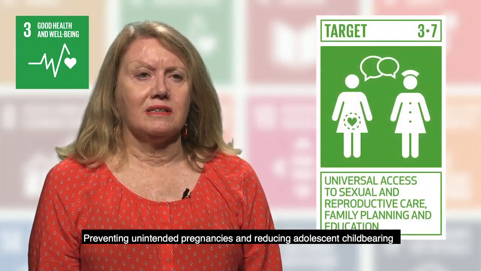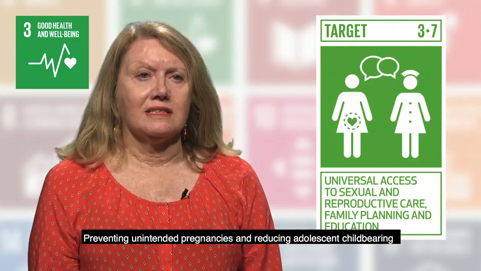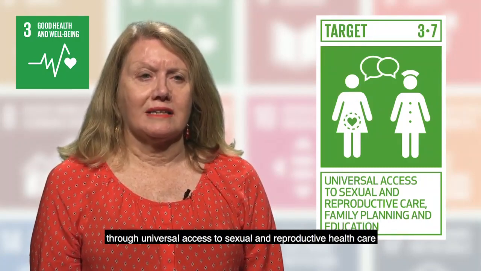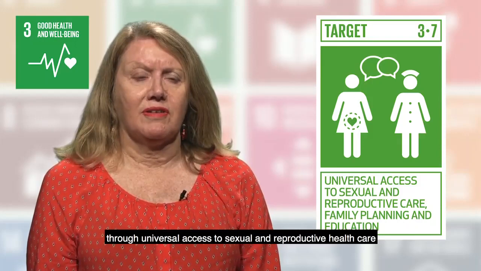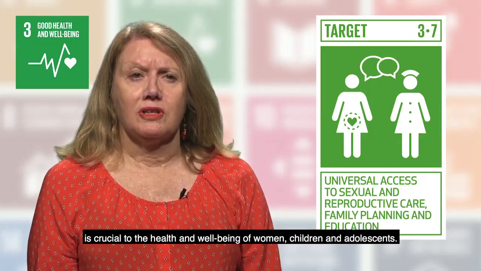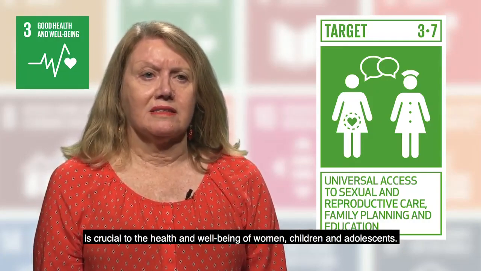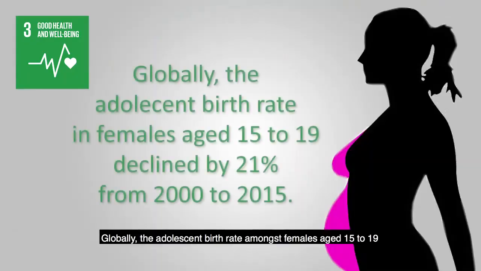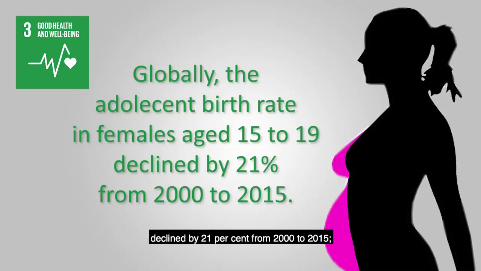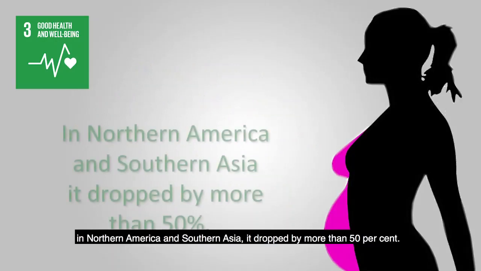Preventing unintended pregnancies and reducing adolescent childbearing through universal access to sexual and reproductive health care is crucial to the health and well-being of women, children and adolescents. Globally, the adolescent birth rate amongst females aged 15 to 19 declined by 21% from 2000 to 2015. In Northern America and Southern Asia, it dropped by more than 50%.